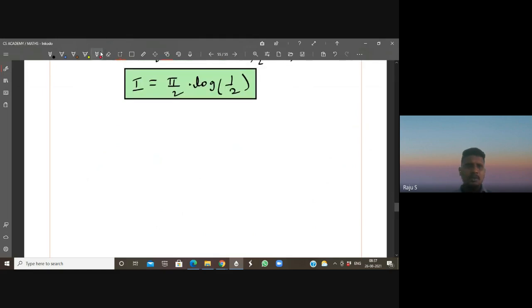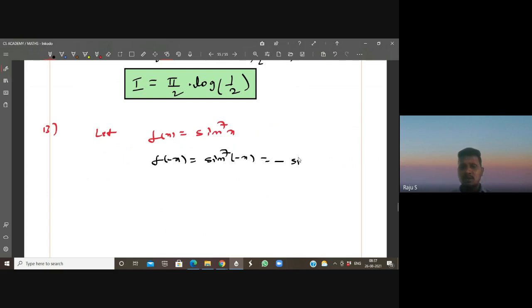13th steps, how will you write the steps? So the 13th one is, let us take here f of x is equal to sin to the power of 7x. You have to find f of minus x. Minus x means sin to the power of 7 into minus x. Sine is an odd function, sin power 7 is also an odd function, so it can be written as minus sin 7x. So f of minus x is equal to minus f of x. Therefore, f of x is an odd function.